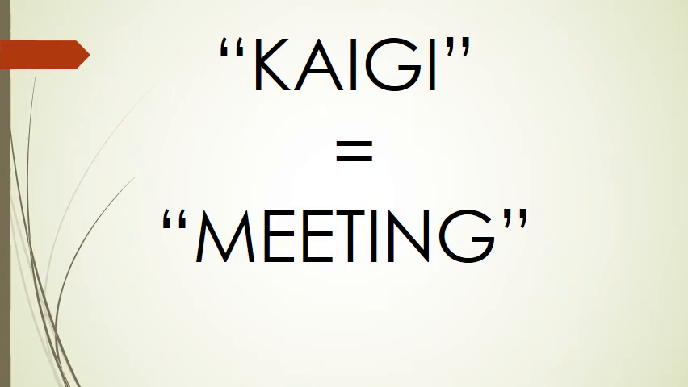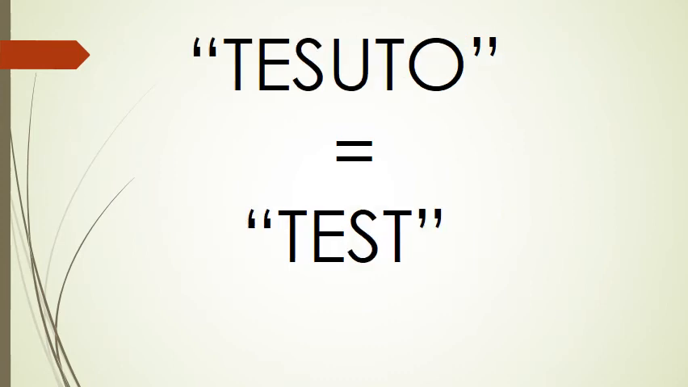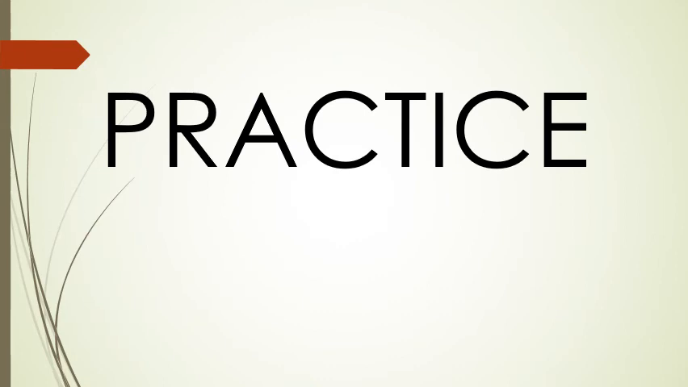Now, before we move on to our practice section, we're just going to learn a couple more nouns that are going to help us make some sentences. So first, we have kaigi, which means meeting. And tesuto, which means test. Now let's use what we've learned to practice making some sentences.